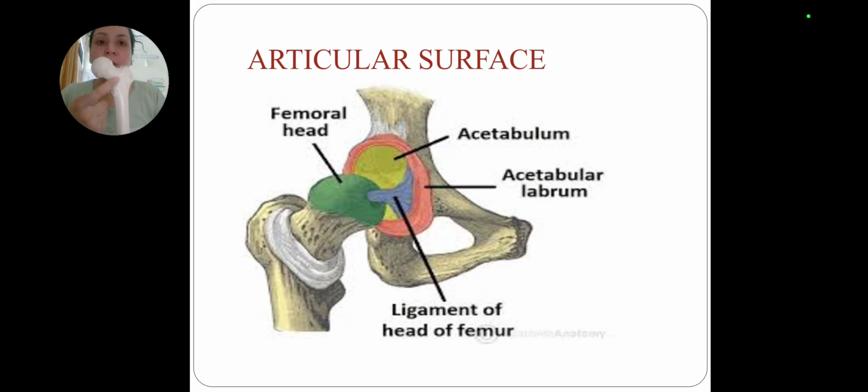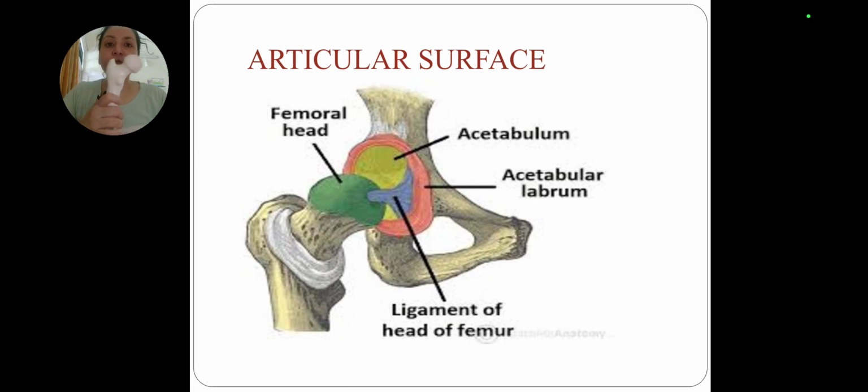And for the articular surface, this is the right femur. This is the head, this is the neck, and this one is the greater trochanter. This one, which you see from the inferior side, is the lesser trochanter. This is the intertrochanteric line. So this is the head, this is the neck, this is the greater trochanter, and it is connected with the lesser trochanter through the intertrochanteric line.